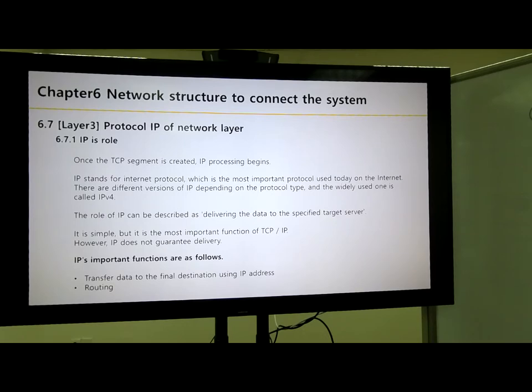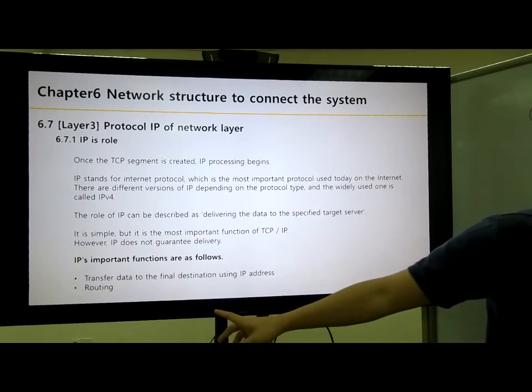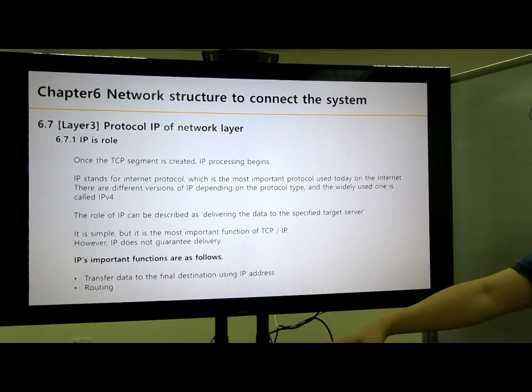So IP's important function is as follows: transfer data to the final destination using an IP address. And in my opinion, routing is more important, but TCP doesn't have a routing function.